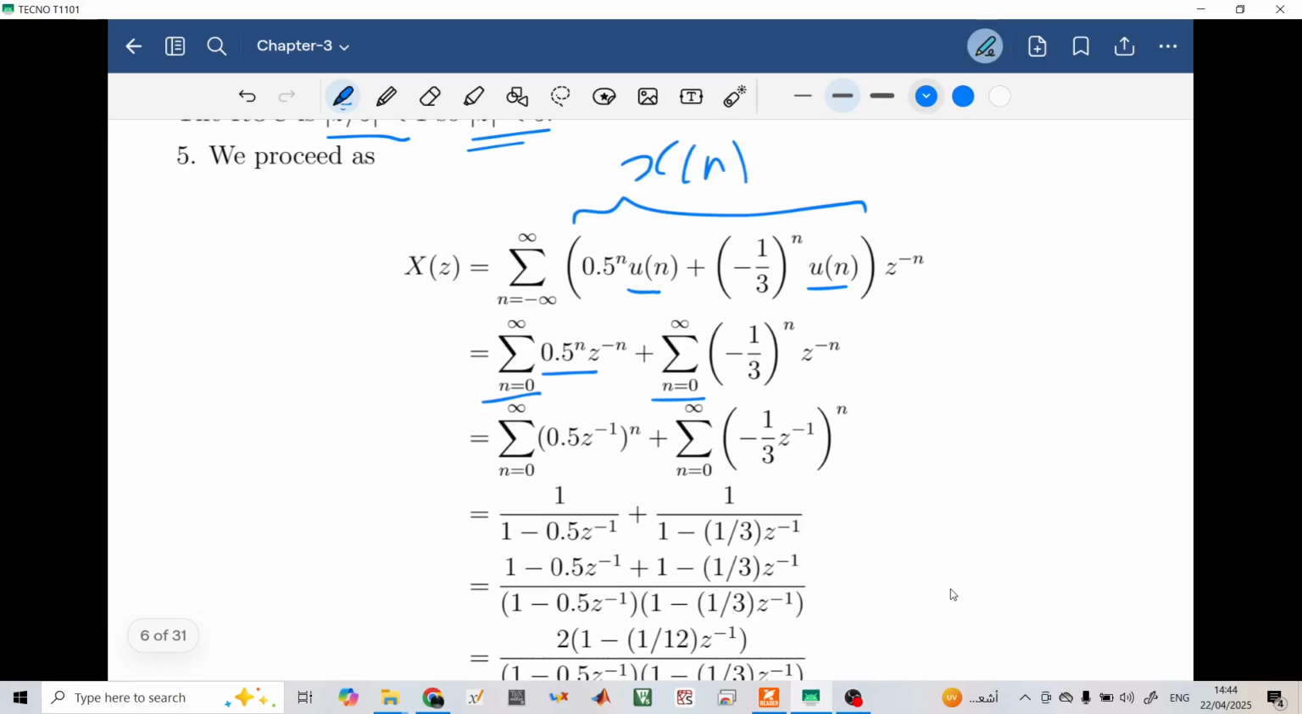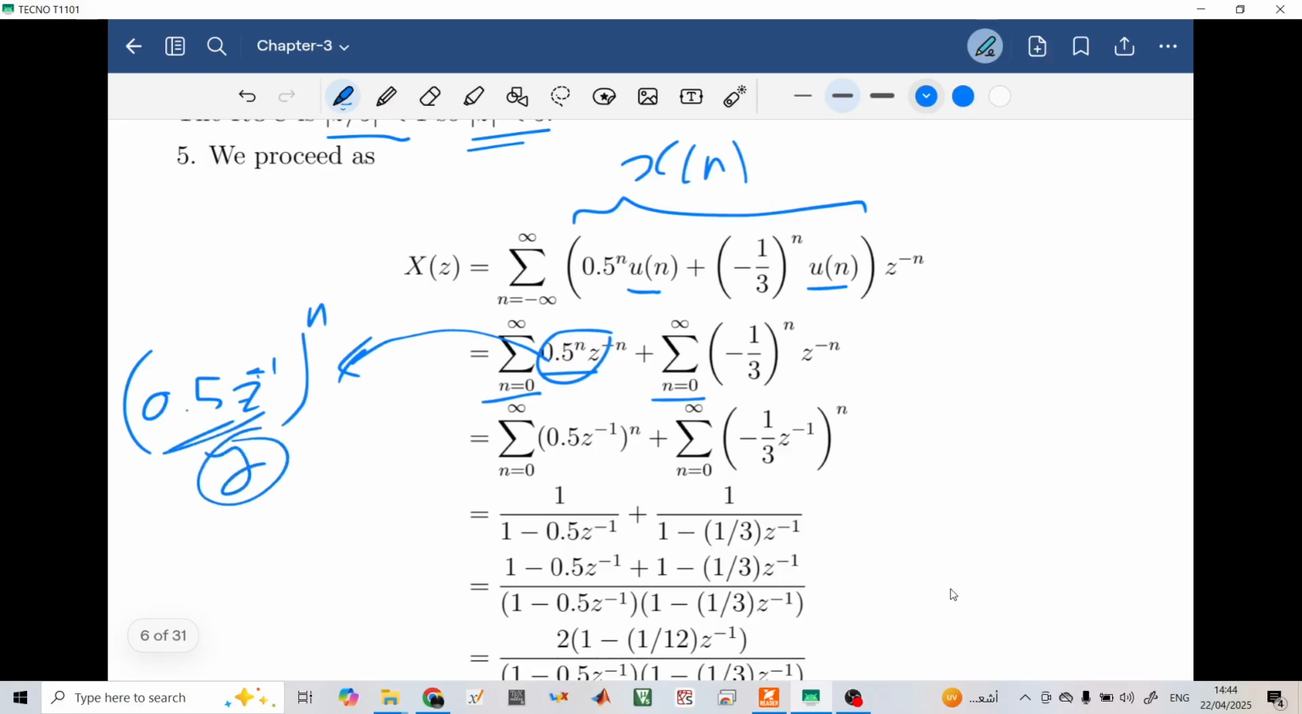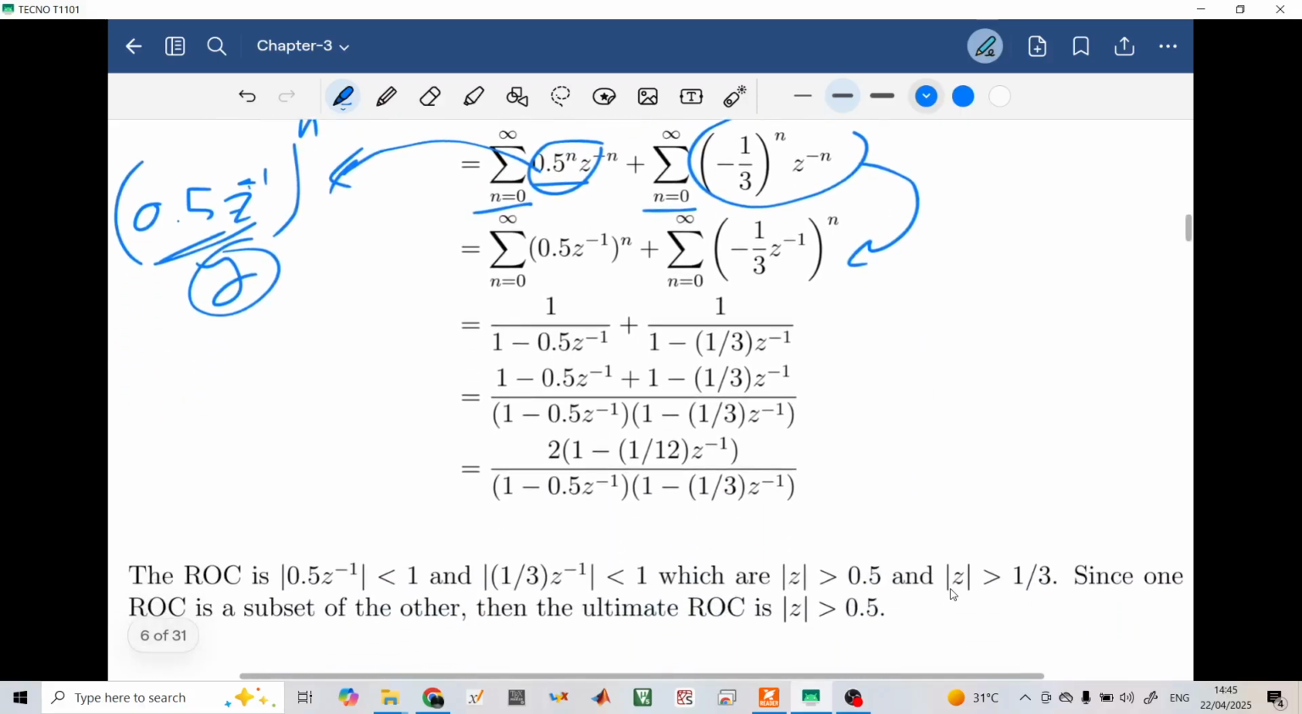Okay, now the second step is quite easy as well. We need to put this form in nice form. So I say, okay, this equals 0.5 times z to the power minus 1, all raised to the power n. And this we used to call y, and we plug it in the formula of the infinite geometric series. We do the same thing here, right? So we have two infinite geometric series which will give us two terms here, right?